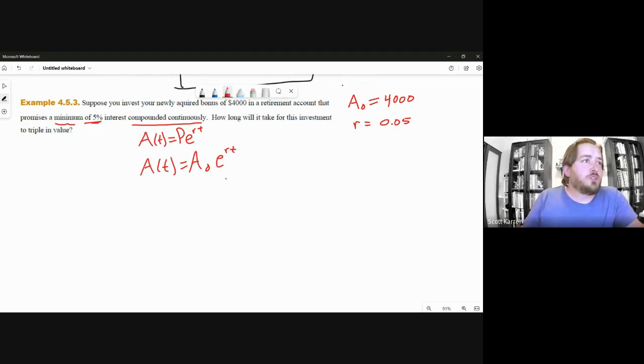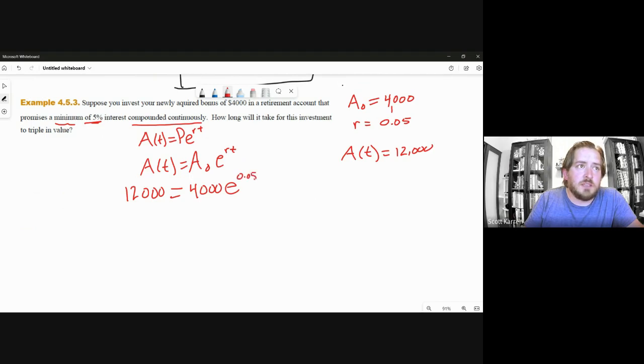So how long will it take to triple in value? So that means that the amount after I don't know how long should be triple that. So $12,000, right? So I just plug those in. $12,000 in place of A of t. A naught is 4,000. E to the R, which is 0.05 times t. I start by dividing by 4,000 to isolate my exponent. Not a surprise that I end up with 3 because I want to triple my value.